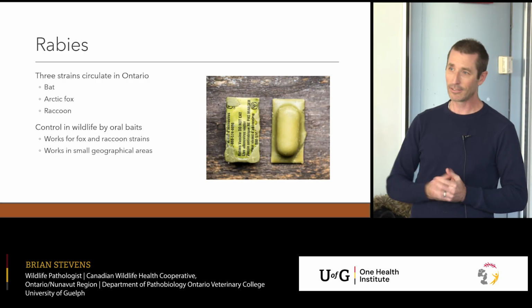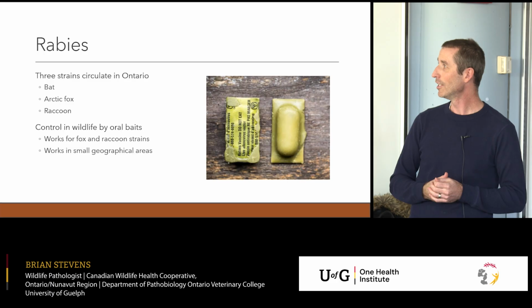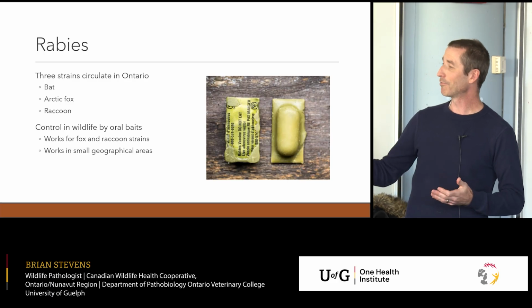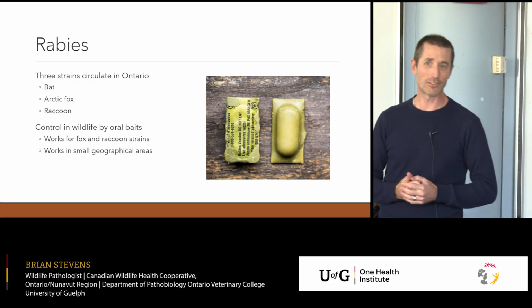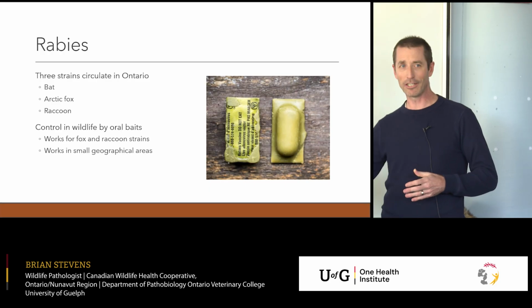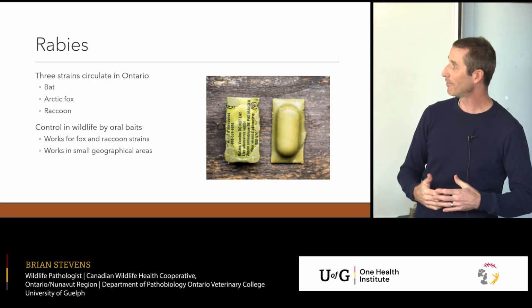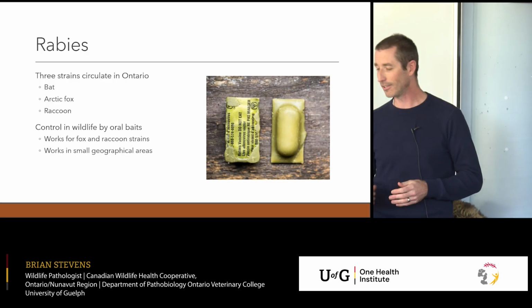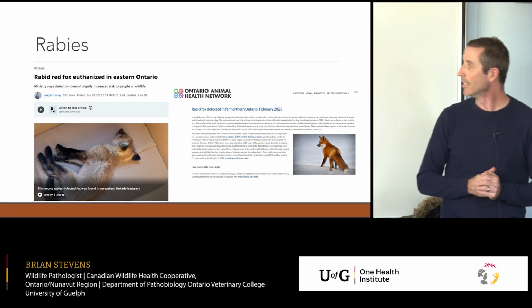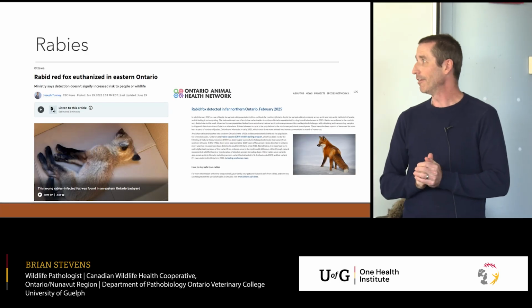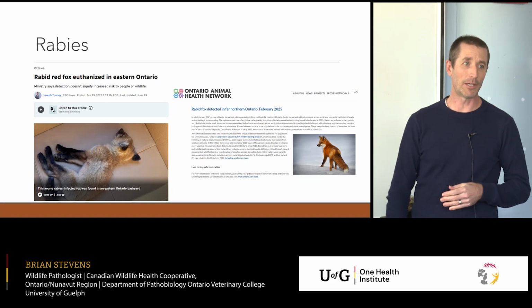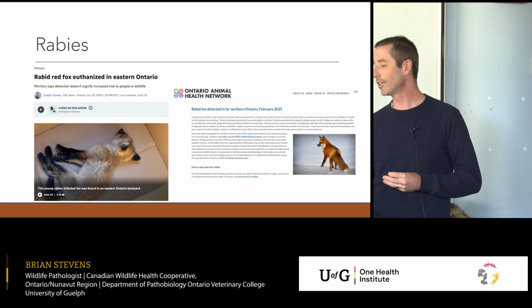They can be placed if it's in a large population area. But if we're talking about northern Ontario, that's just too great a land mass to actually cover. So it's not something that's feasible across the entire province, but in high population centers, it does work very well. You may not know that we have occasional rabies cases pop up here in southern and eastern Ontario.